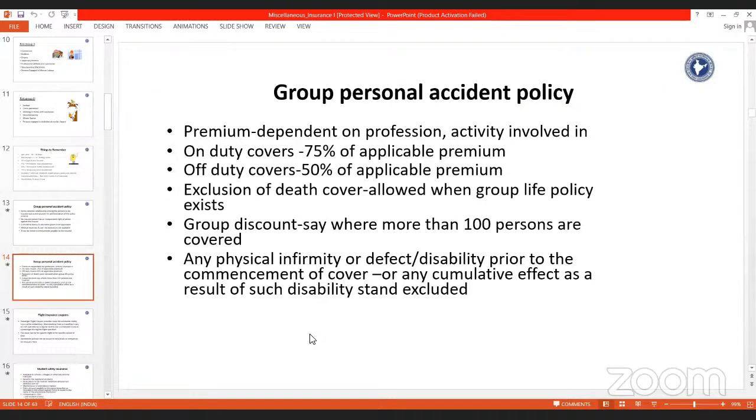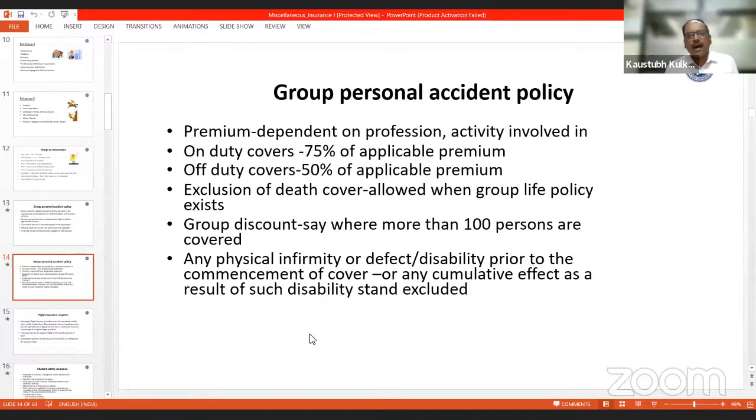Exclusion of death cover is possible. This can be asked for by the central point of administration. Any company may come to you for a group personal accident policy, but excluding death cover.